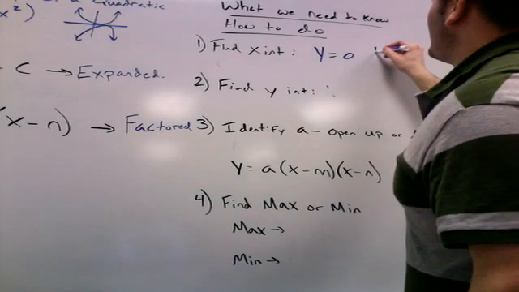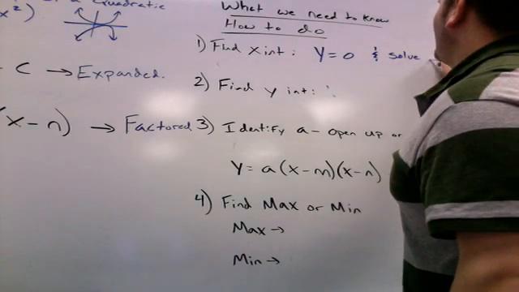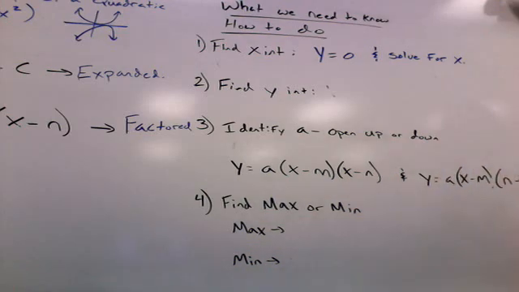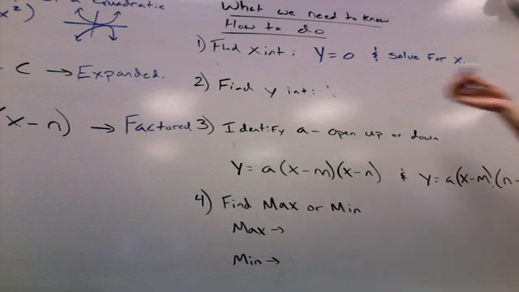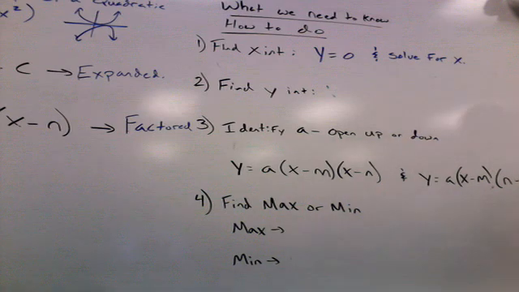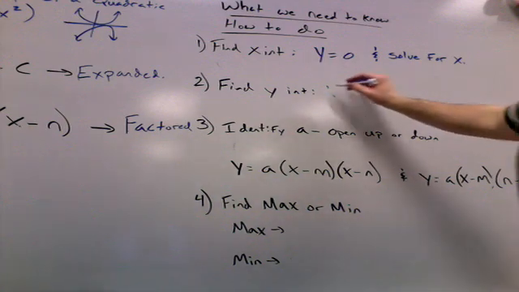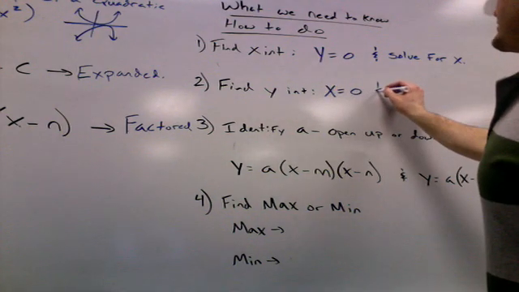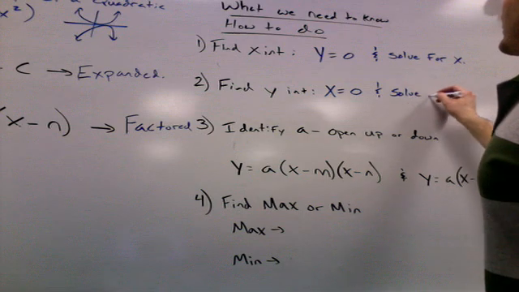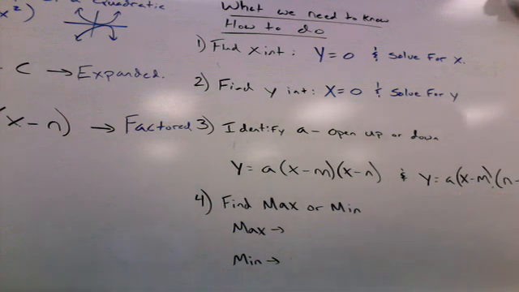So y equals 0, and we solve for x. Because the x-intercept is where we cross the x-axis, right? And the x-axis is when y is 0. How do I find my y-intercept? Put 0 in for x. And we solve for what? So x equals 0 and solve for y. Kind of a recap of last Monday, right?